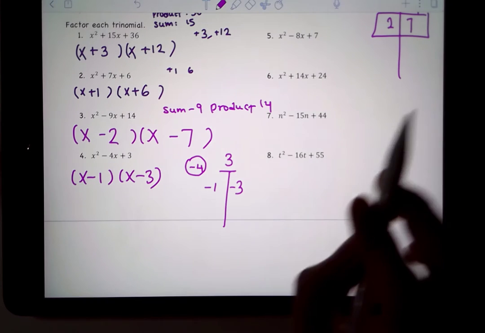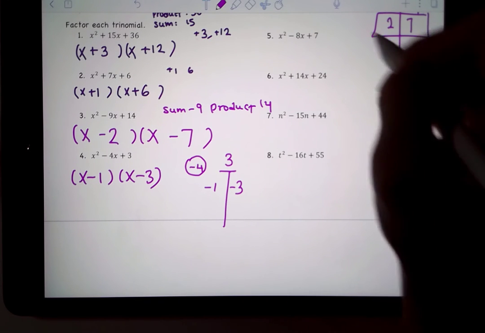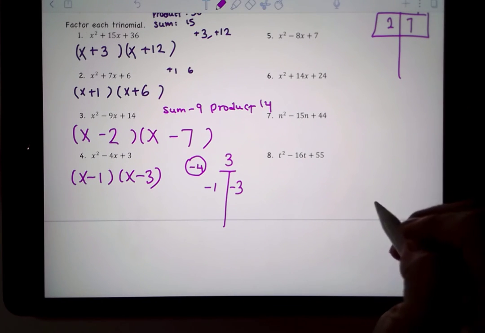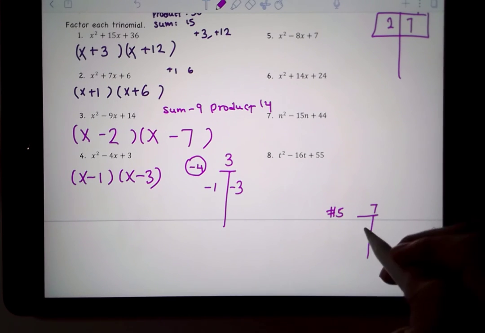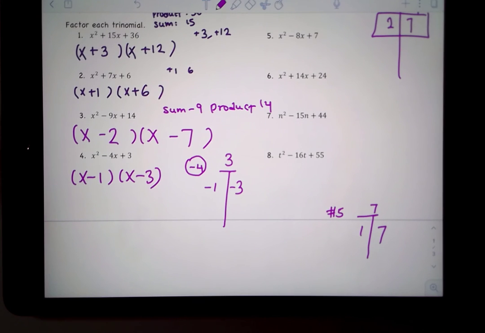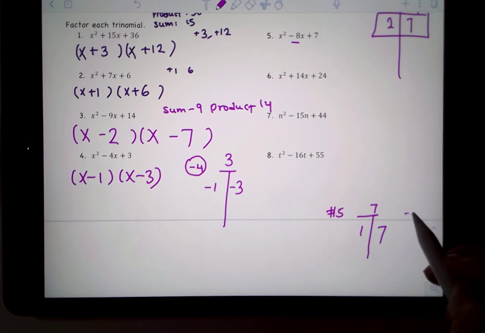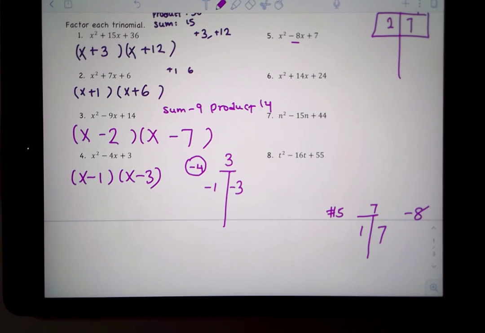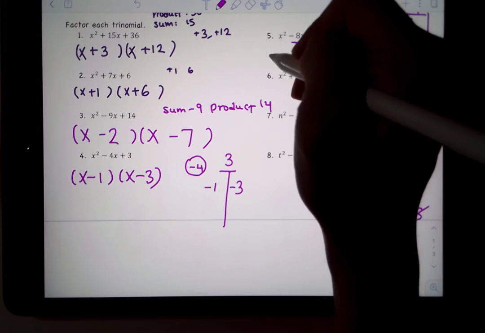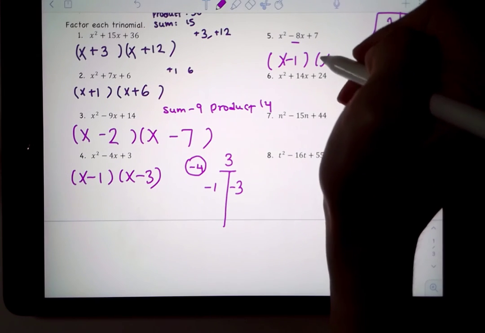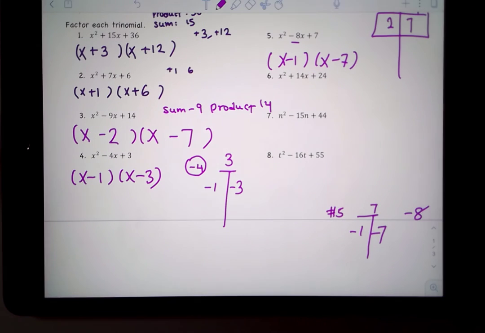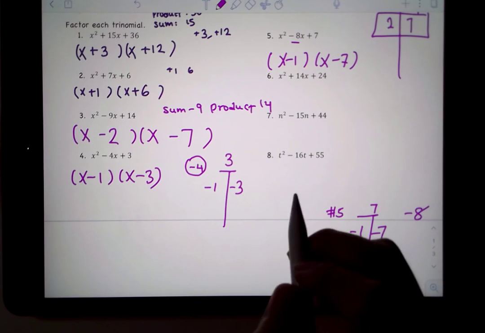So number 5, 7 and negative 8. Let me break down 7. Then 1 and 7. That's it, right? But I want to get negative 8, so the sum should be negative 8. So you put negative, negative so that you can get negative. So it will be x minus 1, x minus 7. That's it.